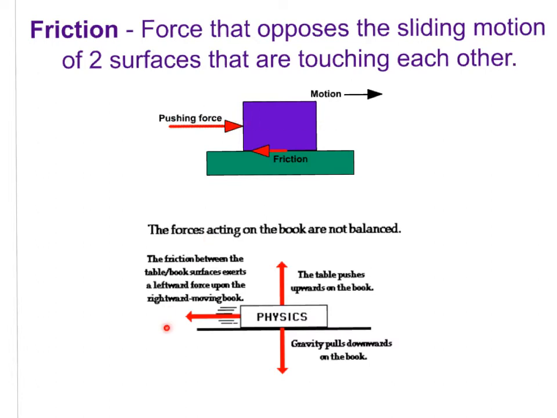So this is just showing, remember our physics book lying on the table. We have, remember, the table pushing up, gravity exerting a force down. We have friction exerting a leftward force if we are exerting at the same time a force to the right. So those are all the different forces that are going on with that physics book when we try to push it across the table.